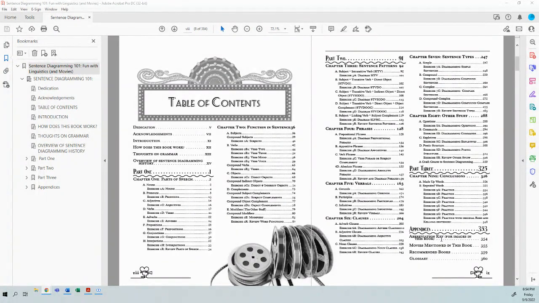So we've got the abbreviation key for all the images. What do all those letters mean? There's movies. There's an entire list of all the movies that we reference in the book. And then there's recommended books on this topic. And then there's a glossary with some terminology.